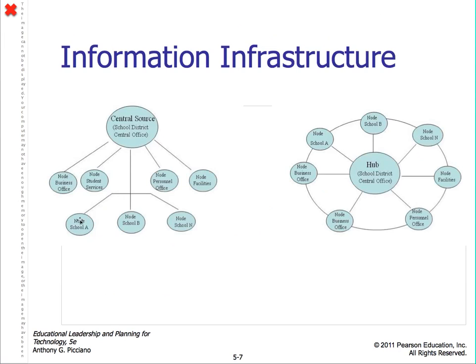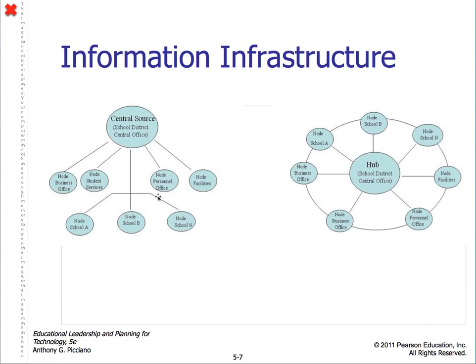Now we have the information infrastructures. We have two types here: the central source and the hub. The central source is a top-down model where the school district and central office gets all the data and then looks at it first and then disseminates it down to the people, which ultimately goes to the schools.